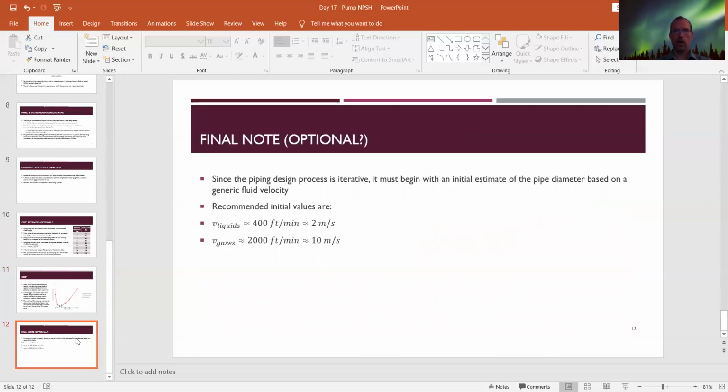And last thing, as mentioned, the piping design process is generally iterative. You generally have to start with some initial estimate of the pipe diameter based on some general fluid velocity. General recommended fluid velocity values, if you're dealing with a liquid, are somewhere in the neighborhood of 2 meters per second. If you're dealing with gases, somewhere in the neighborhood of 10 meters per second. That can provide you with initial estimates to give you initial pipe diameter, to give you initial pumps and all that sort of stuff. And then you can go back and refine that iteratively over and over again to get your final values.